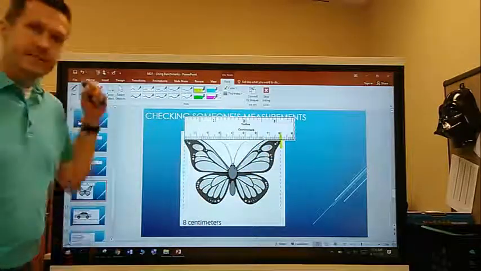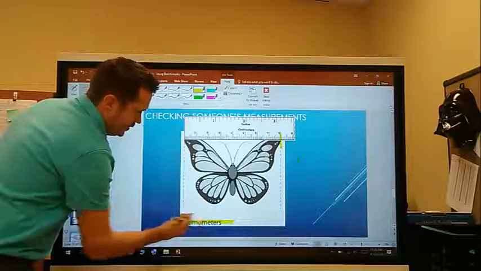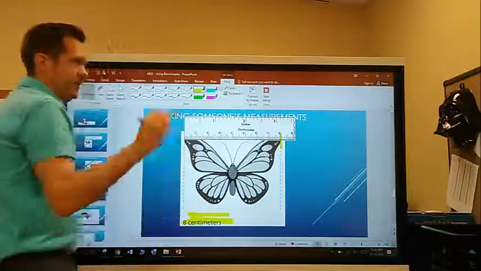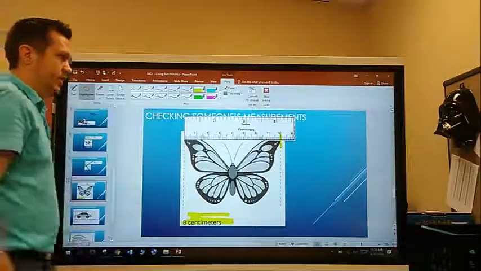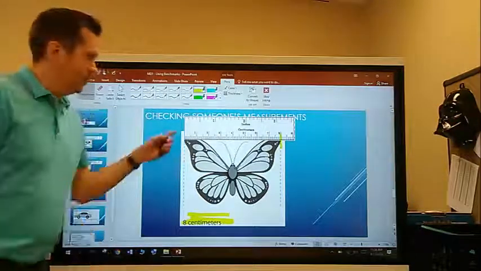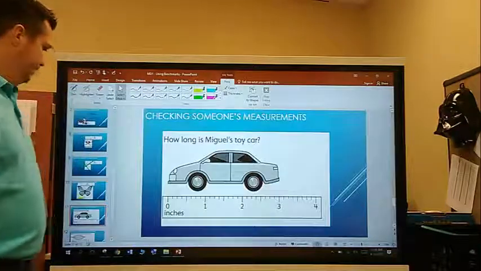That's where it's going through. All right, my friend did it. It is 8 centimeters. Yay, he is right. Yes, yes, yes. He's correct. It is 8 centimeters long. So when you're checking over their work, make sure you're going to that 0 line.